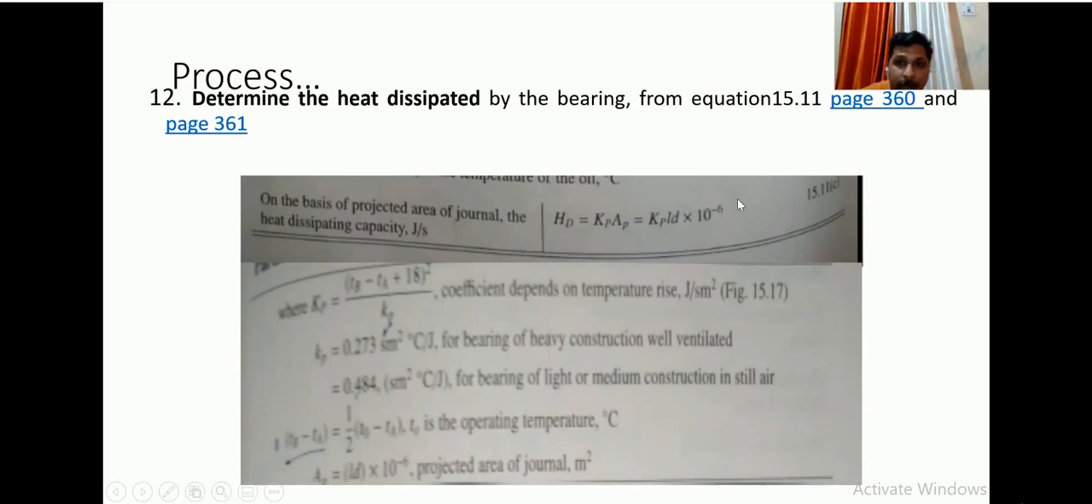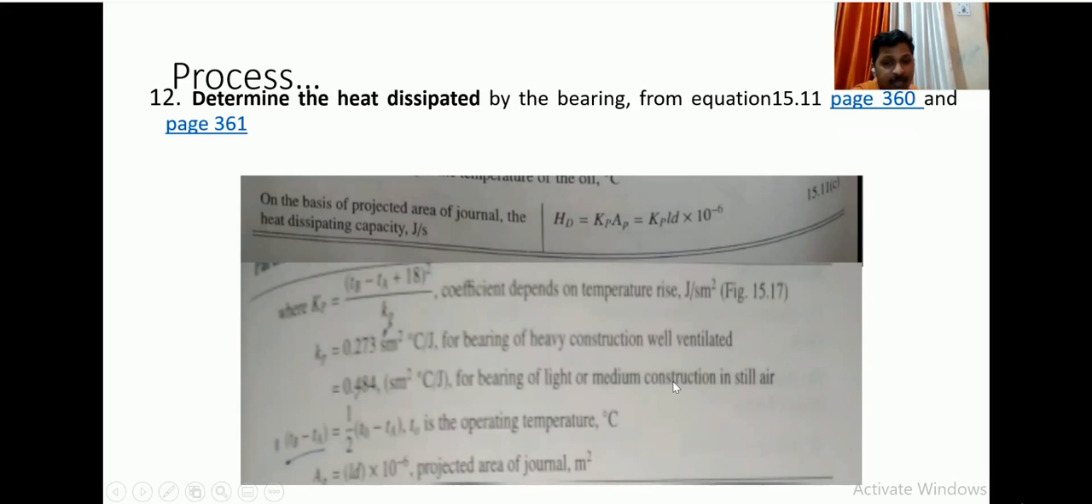We have multiplied by 10⁻⁶ because L and D are in mm, and capital Kp can be calculated again from this formula. Kp is equal to (Tb minus Ta plus 18) whole square divided by small kp. This small kp depends upon the condition of the bearing. If the bearing is well ventilated, the small kp value is 0.273.